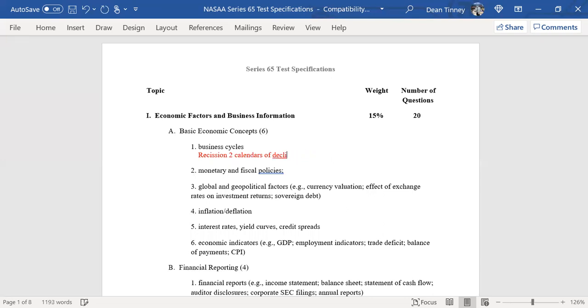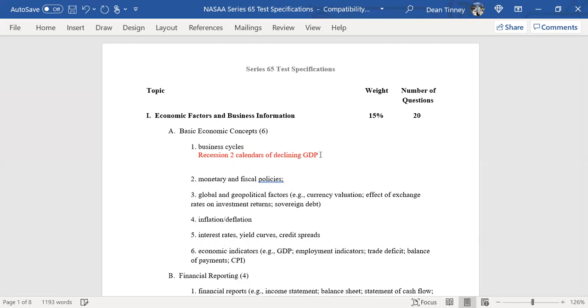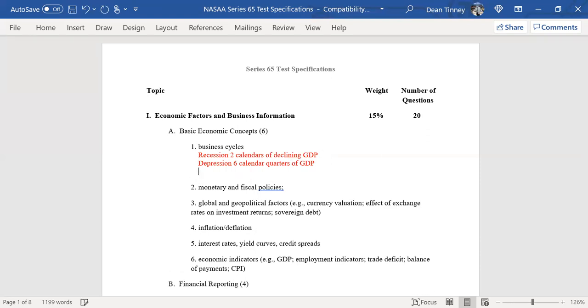And a depression, test question, a depression can best be described as 6 calendar quarters of declining GDP. I would know the definition of GDP. The GDP is the total goods and services an economy produces.